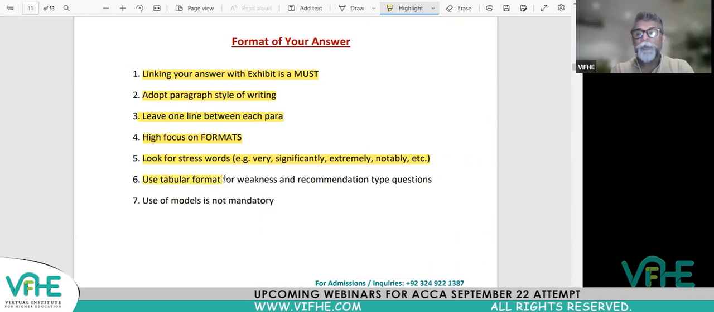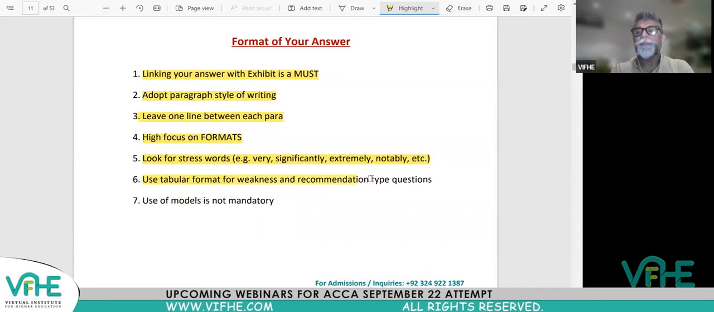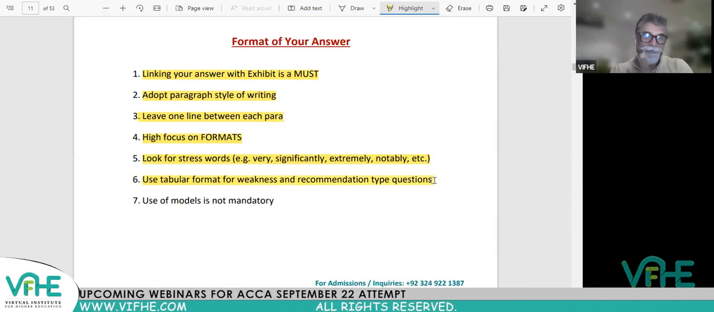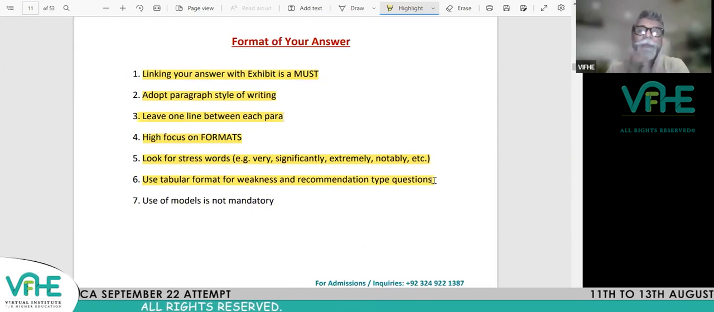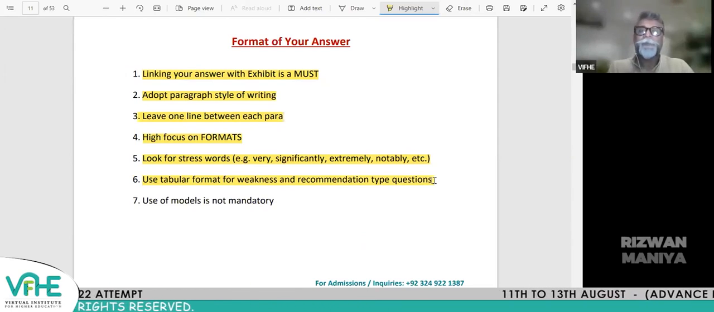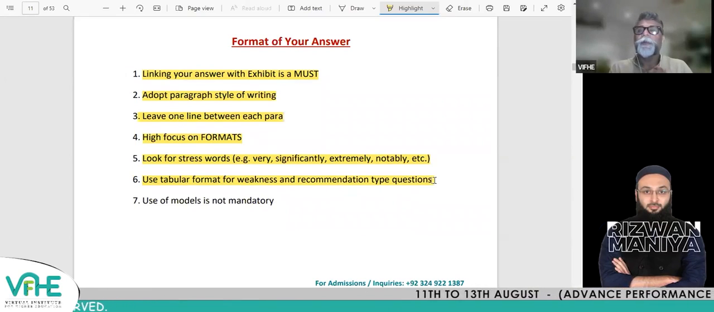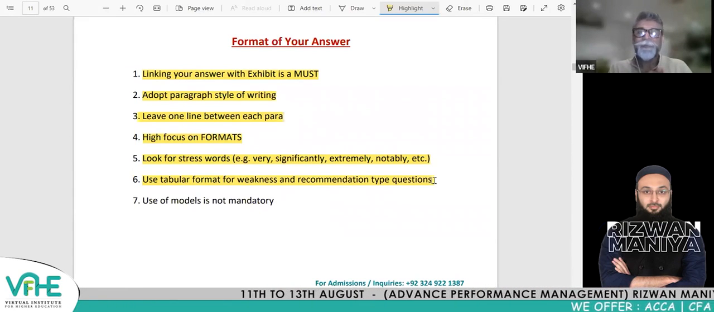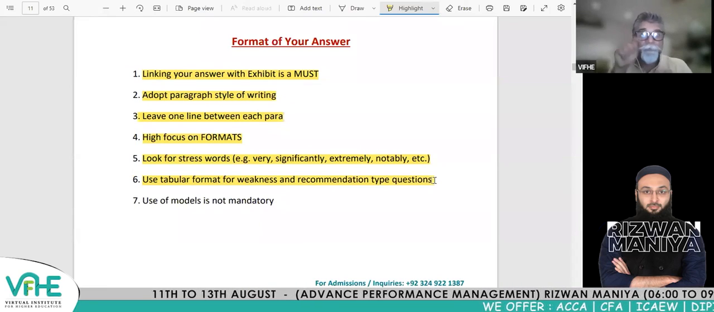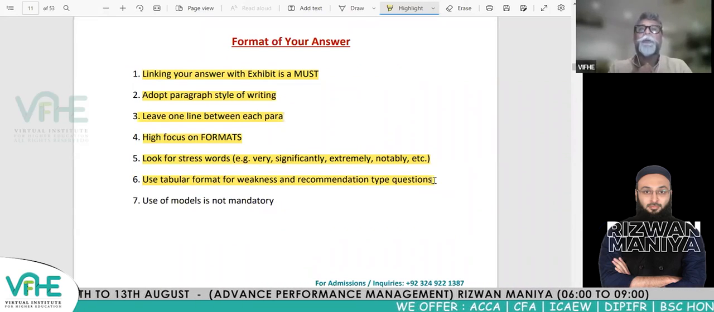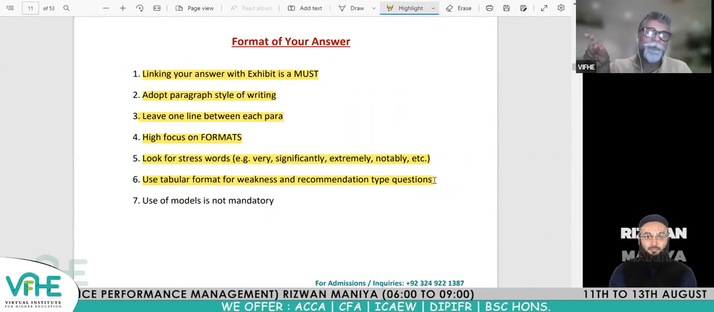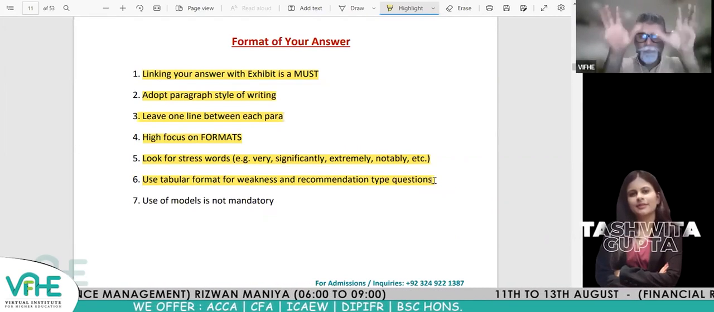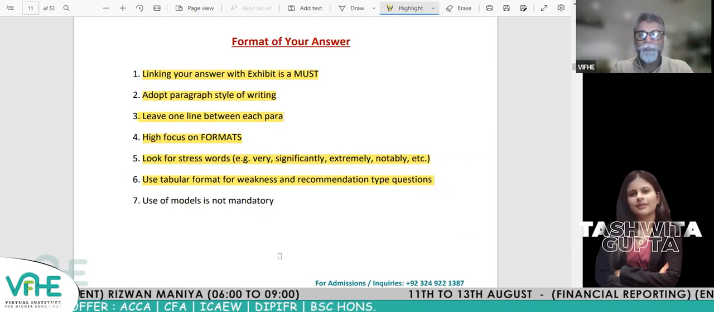Use a tabular format for weakness and recommendation type questions. We did it yesterday, right? Whenever you divide by 4, use a tabular format, because whenever you divide by 4 to arrive at the number of points, that means there are 2 things. You can use a tabular format. Is that clear?